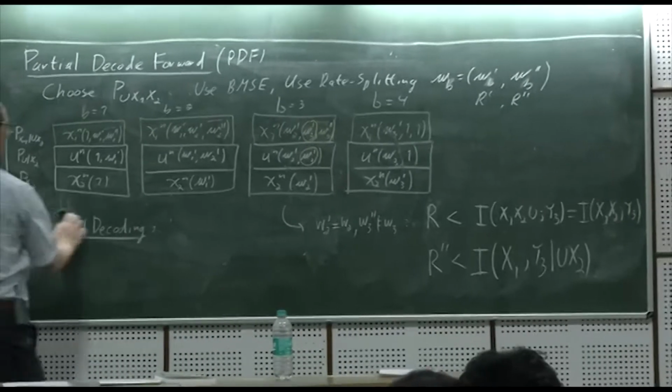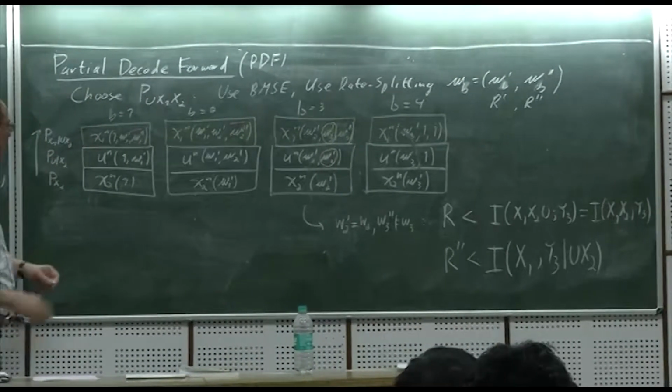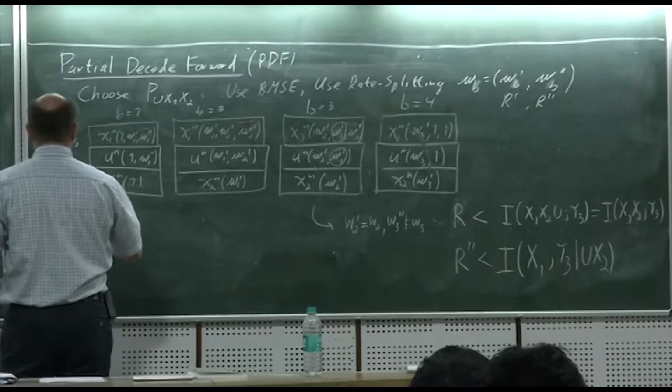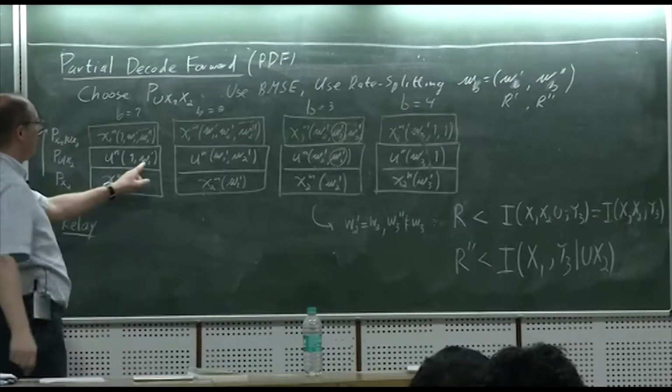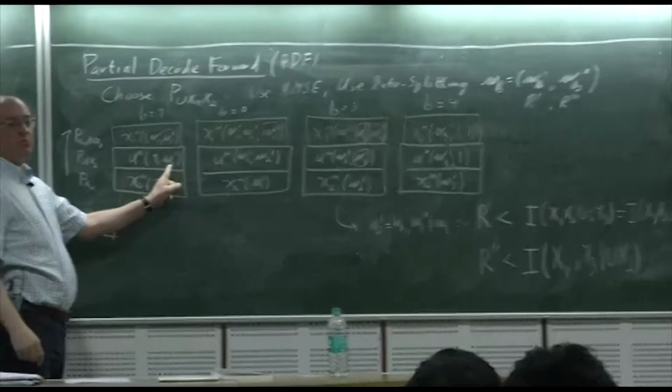So let's do the relay. Let's do the relay decoding. So what does the relay have to do? Well, the relay has to decode, after block B, W1 primed.